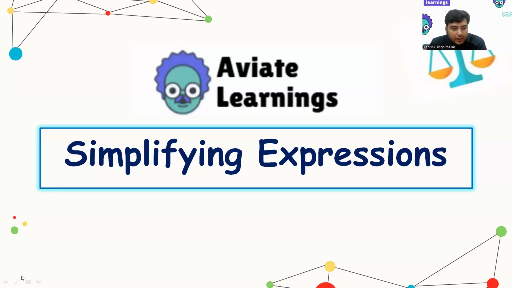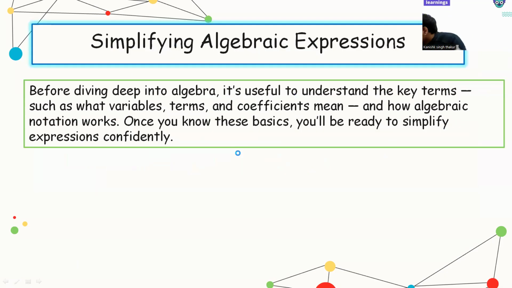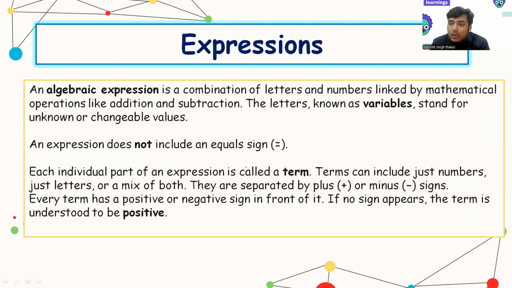I hope you know what expressions are, what equations are, and what we do. Okay, great. Before we go ahead, there are some key terms: what variables are, what terms are, what a coefficient means, and how algebraic notation works. I already told you in that lecture that variables are nothing but fill in the blanks, which we represent as letters.